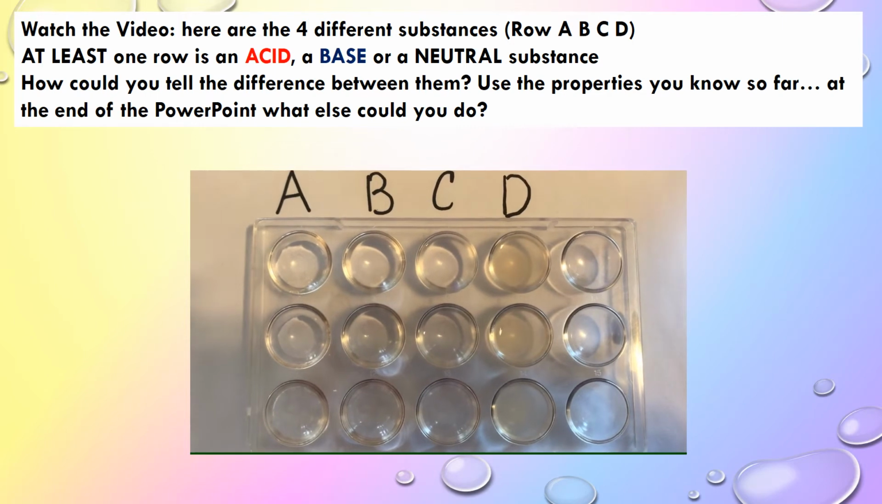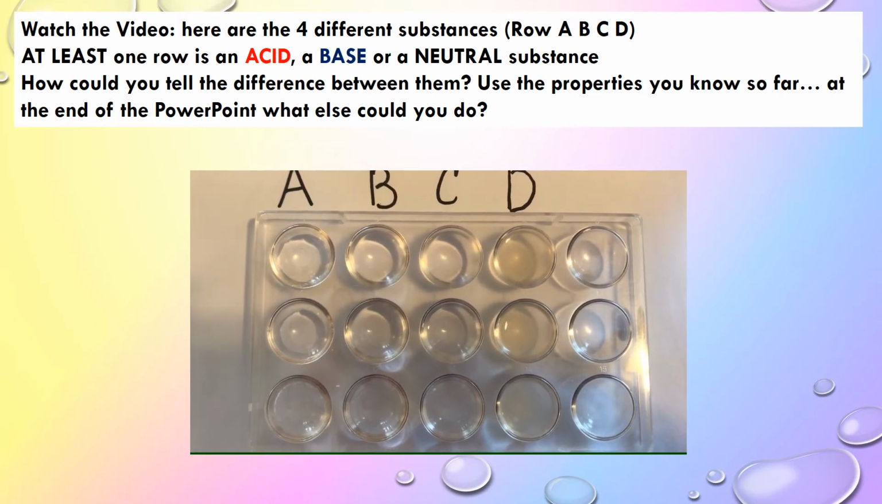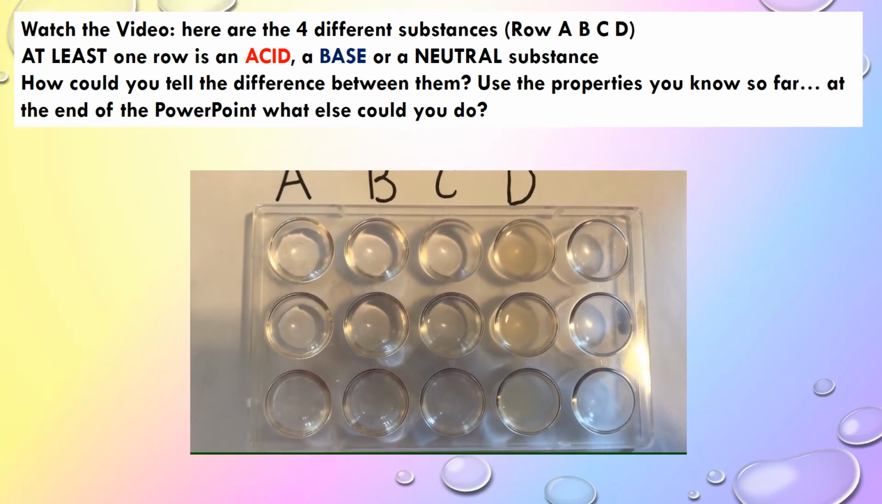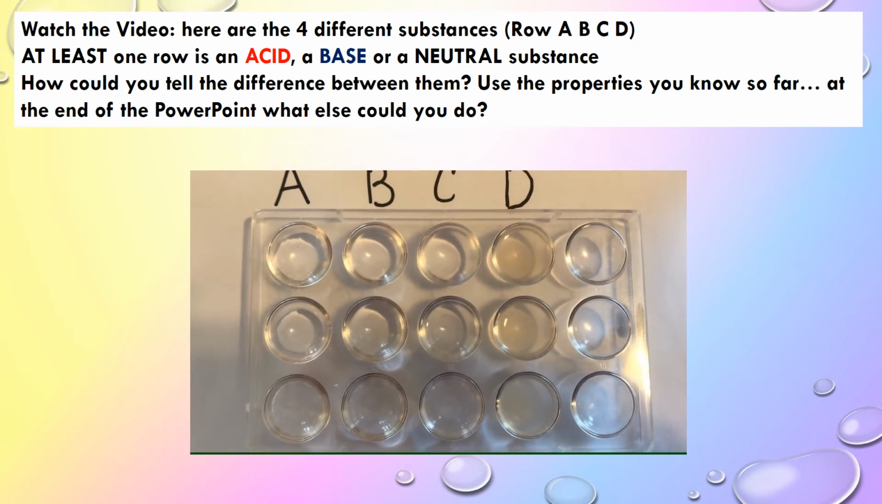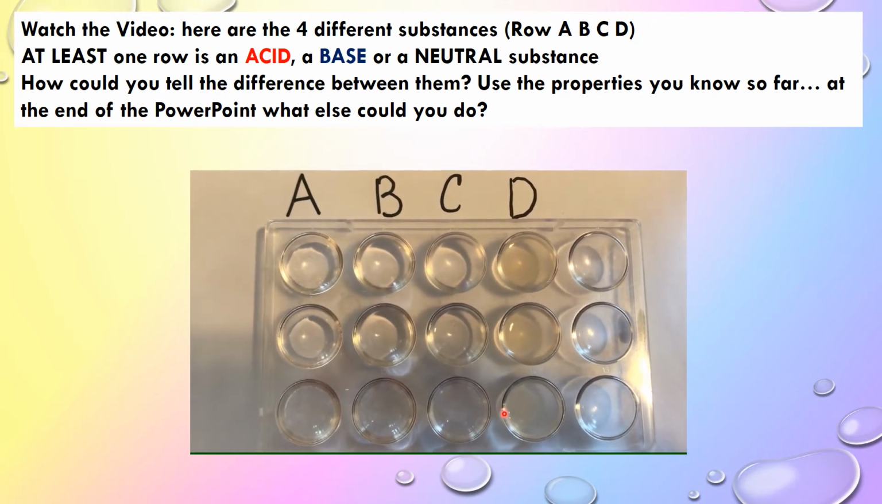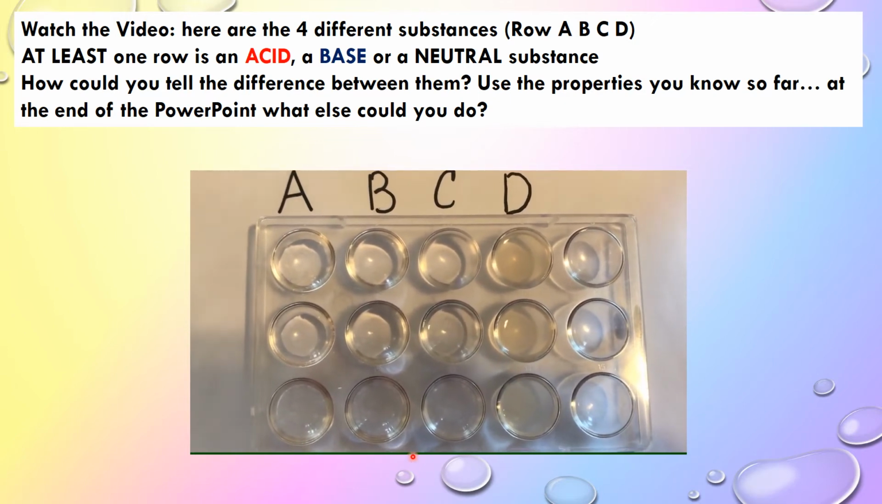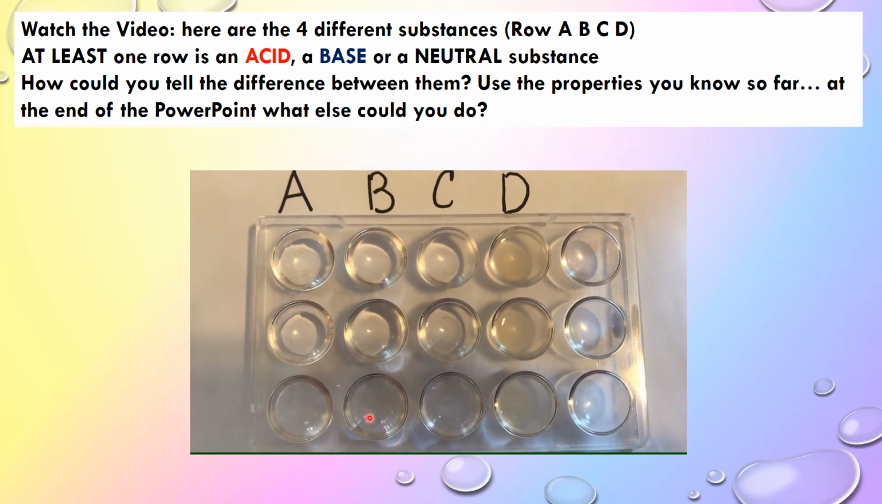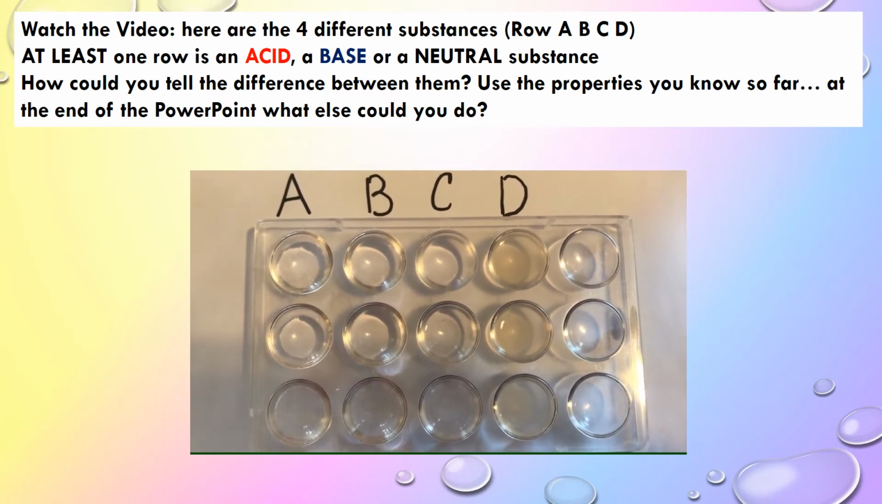Okay, what you guys are going to do here is watch the video. It just kind of shows you, but you can really just look at the picture here. There's 4 different substances. So looking at row A, row B, row C, and row D, it's 3 samples of the same thing. So these 3 samples are the same, these 3 are the same, and these 3 are the same.